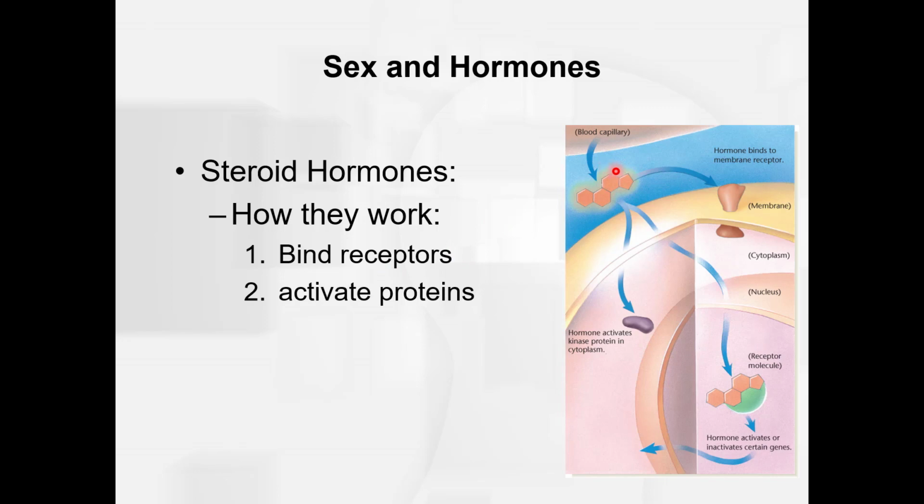The other thing they can do is go into the cell directly and activate proteins that are in the cytoplasm, inside the cell outside the nucleus. And the third way they can have an effect is, again, entering through the cell membrane directly, going into the nucleus, and activating genes directly. So they bind a receptor molecule, and then they activate or inactivate certain genes. And activating or inactivating certain genes then increases or decreases protein expression. So these are the three main ways that hormones have their effect.